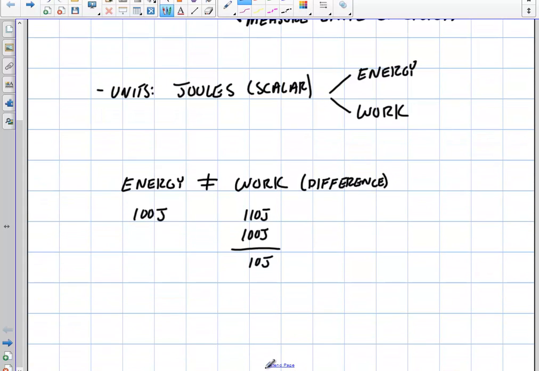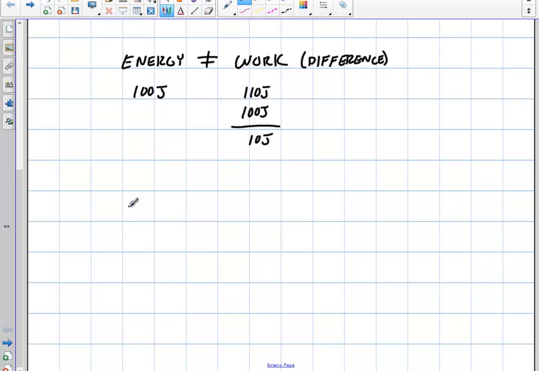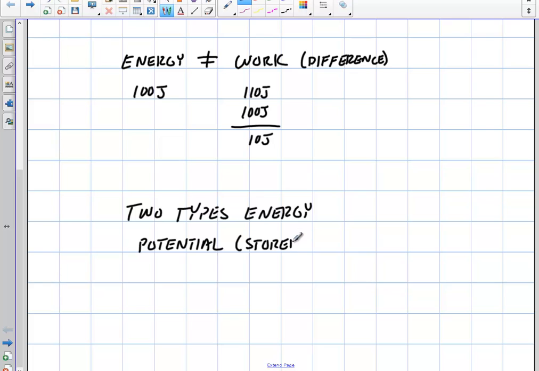Alright, so there's two types of energy. So two types. Okay, the first one's going to be potential energy. And this is going to be dealing with stored energy. And the next type is going to be kinetic. And this is going to deal with motion. Okay, so this is the very basics of this.